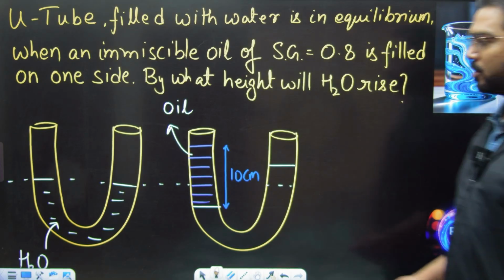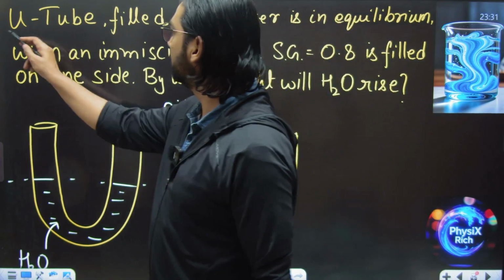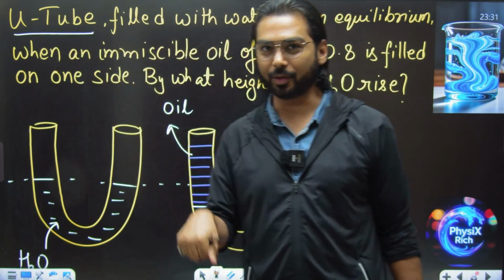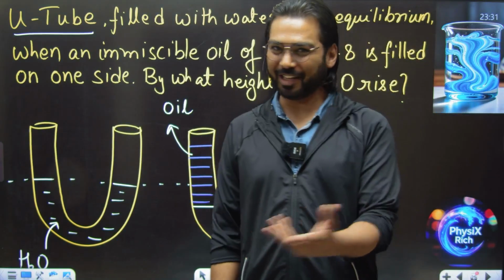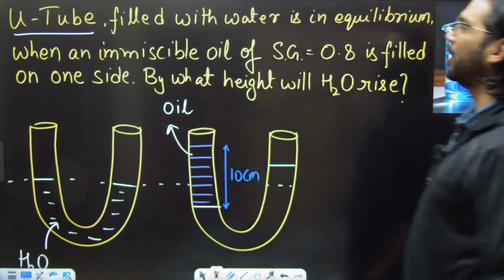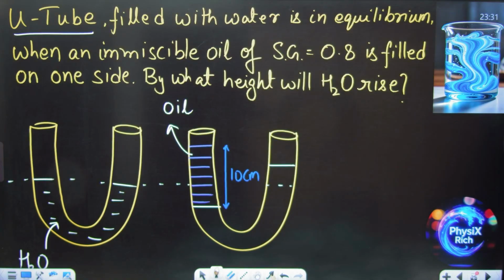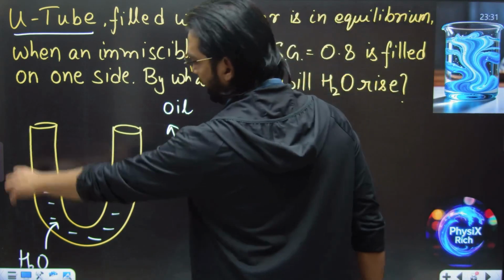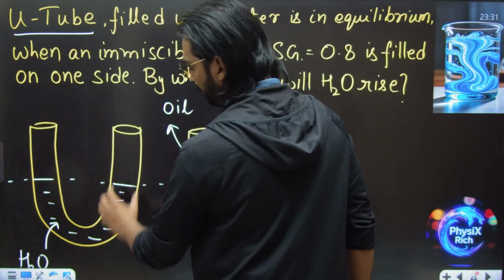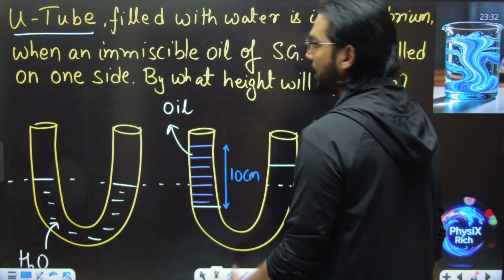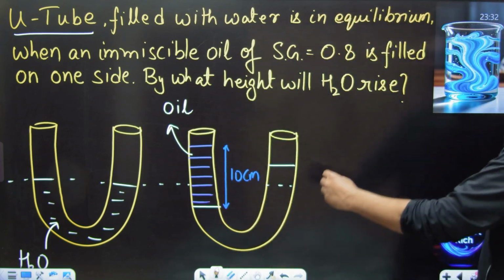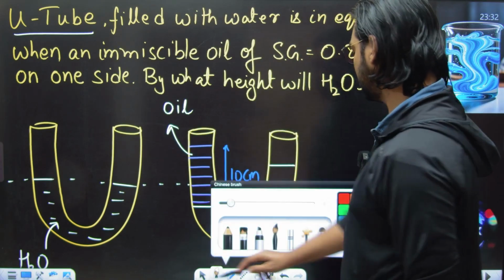Let's now talk about something called a U-tube. Well, not this U-tube. This is a U-shaped tube, which is why we call it a U-tube. Now, this is filled with water and that's in equilibrium. So if you fill it with water, you will realize that on both sides you will have the same height. Now what happens? You take some oil.